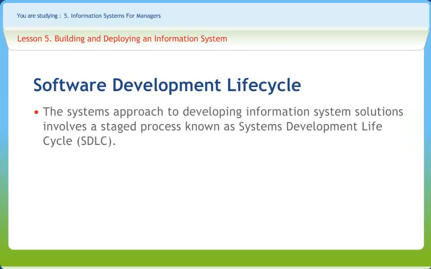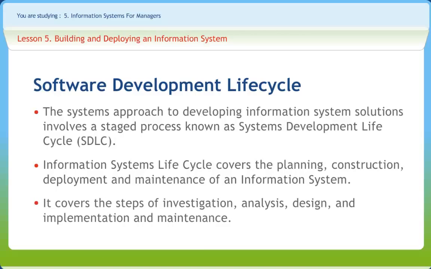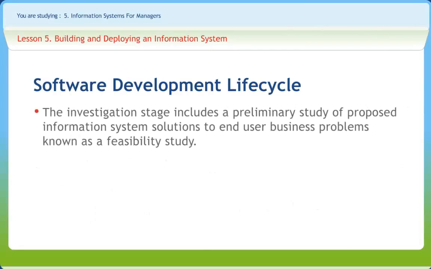The systems approach to developing information system solutions involves a staged process known as the Systems Development Lifecycle or SDLC. The information system lifecycle covers the planning, construction, deployment and maintenance of an information system. It covers the steps of investigation, analysis, design, implementation and maintenance. The investigation stage includes a preliminary study of the proposed information system solution to end-user business problems, known as a feasibility study. Feasibility studies typically involve cost-benefit analysis. If costs and benefits can be quantified, they are called tangible. If not, they are called intangible.